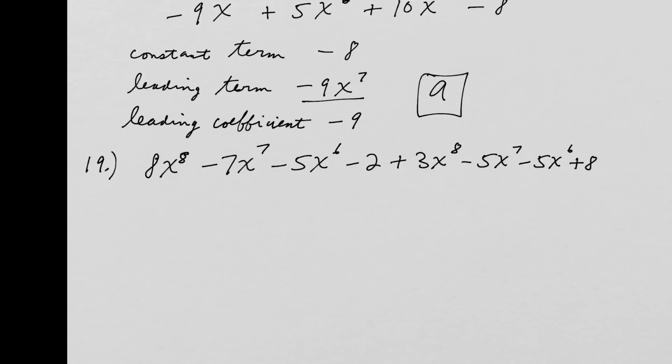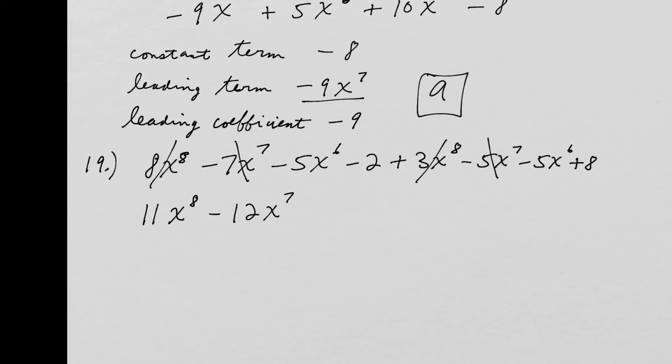Okay, so all we're doing is combining like terms here, right? So I have an 8x to the 8th and a 3x to the 8th. So what's 8 plus 3? That's 11, right? So 11x to the 8th. Then do I have, let's see, x to the 7th terms? Yeah, I have a negative 7x to the 7th and another negative 5x to the 7th. So that's negative, what, 12x to the 7th.